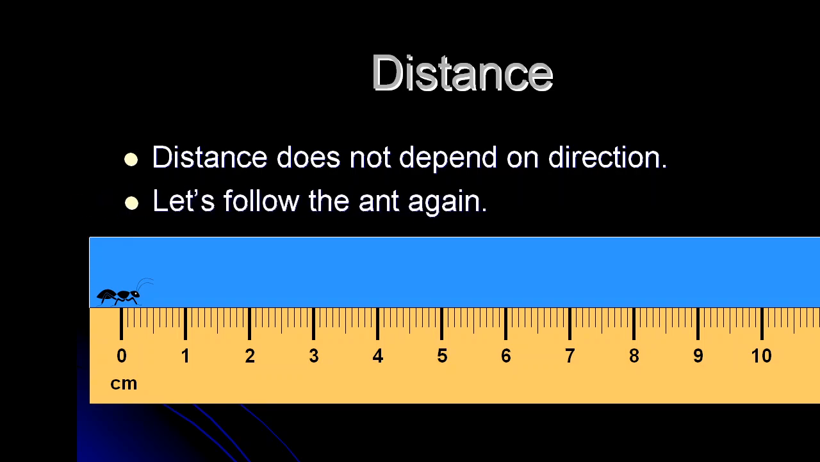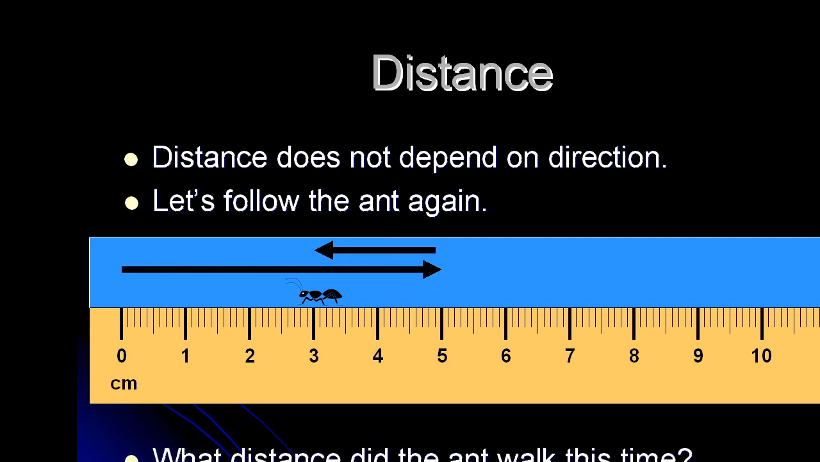Let's follow the ant again. There he's off, traveling along, comes on back. Oh, look at that. What distance did the ant walk this time? Exactly. He walked 7 centimeters. 5 and then 2. 7 total.